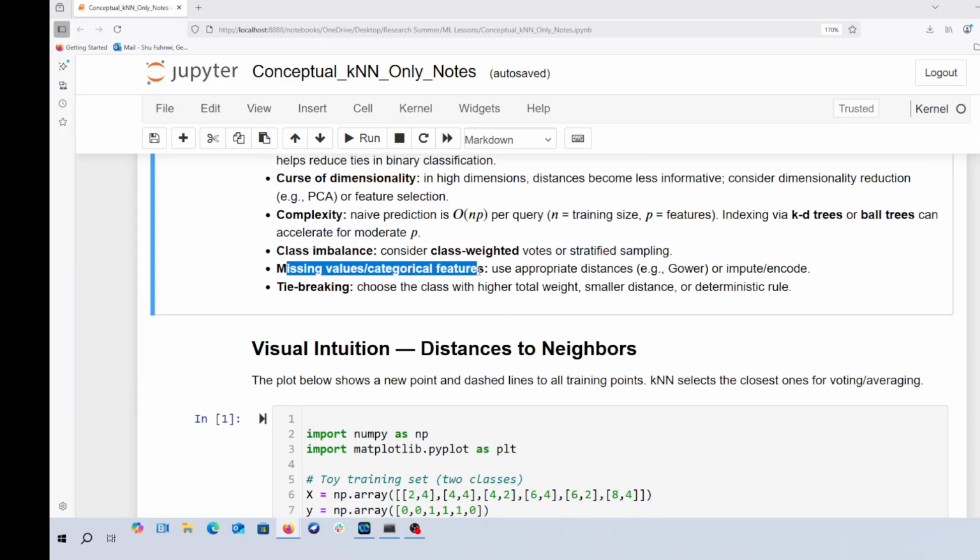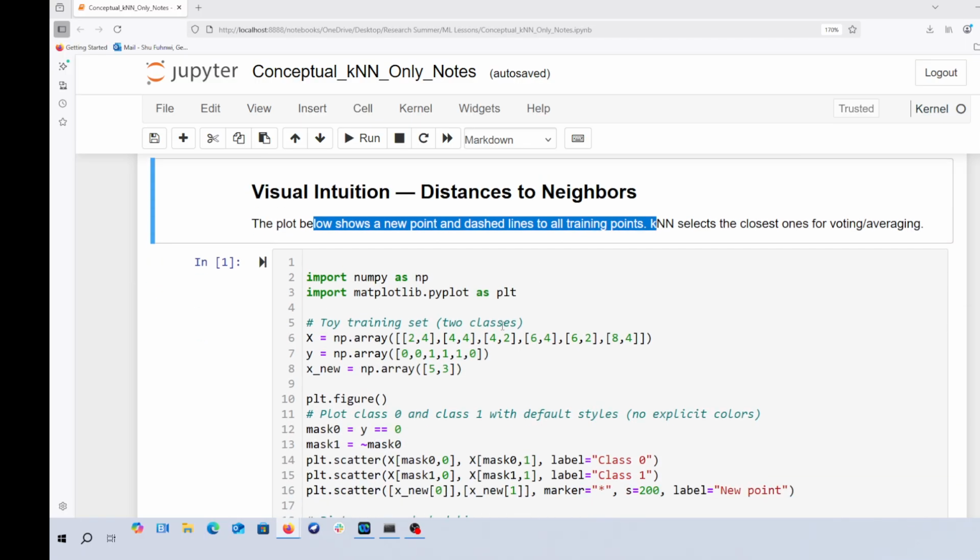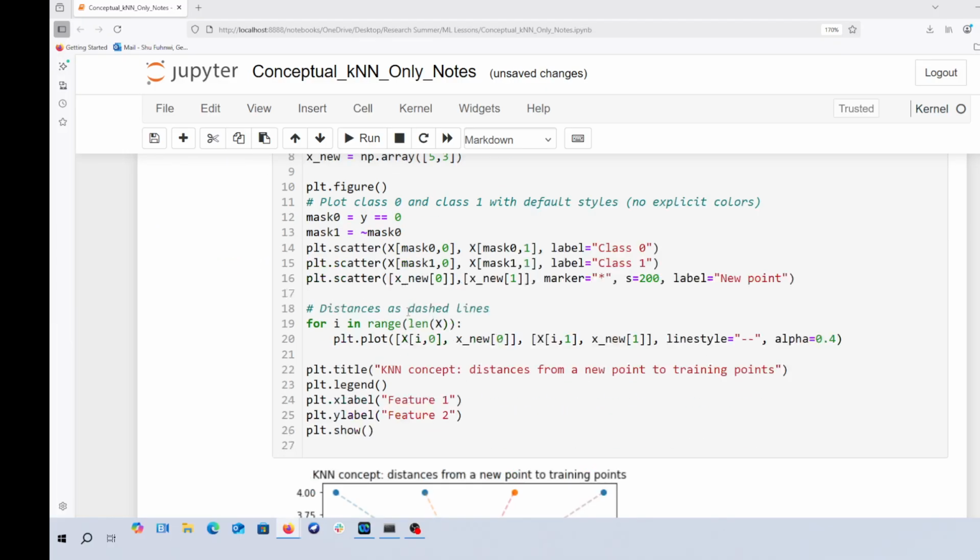Also, a good technique is to make sure that we do not have missing values, and that we convert all categorical features into numeric. So let's see how KNN works by using a sample diagram to see what happens.